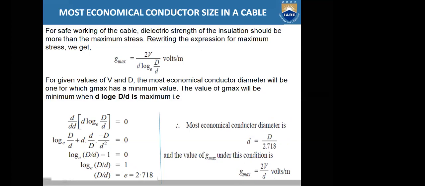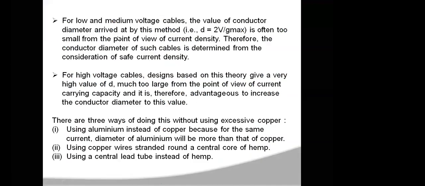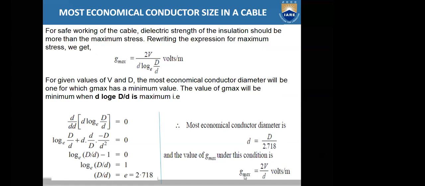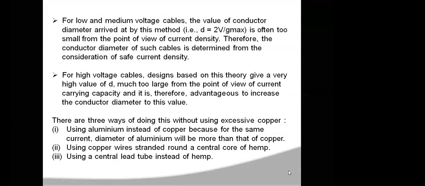Okay, now if you see, this Gmax value depends upon your diameter, the diameter of your core or diameter of your conductor. Now if you take low or medium voltage cables, then for these cables the value of the conductor diameter calculated from this expression will be a very small value.